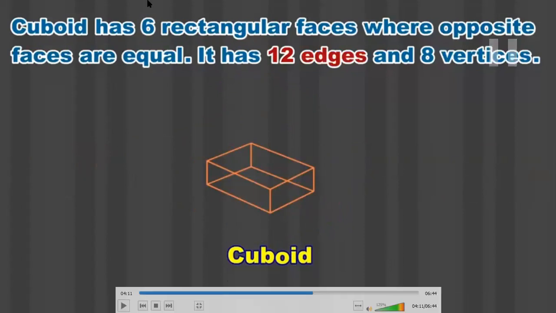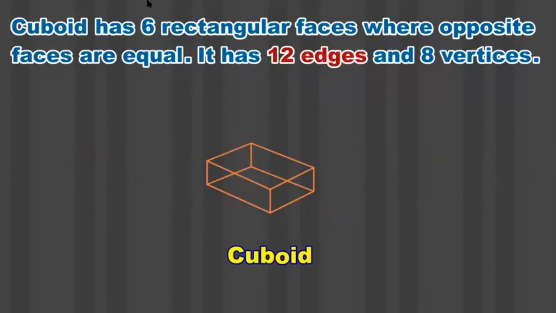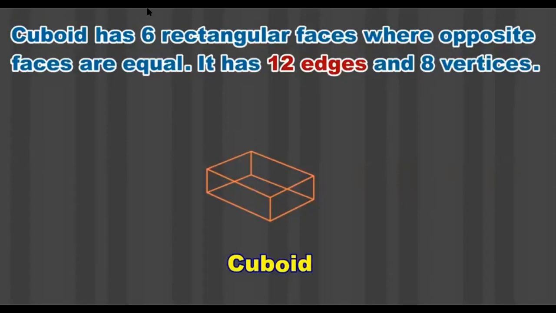Look, guys, as we see in the cube, all faces are equal squares, but in a cuboid, some faces are square and some faces are rectangular in shape. So that's the main difference between a cuboid and a cube: in a cube, all the faces are equal squares, but in a cuboid, some of the faces are square and some of the faces are rectangular. Is that clear? Yes, sir. Very good.